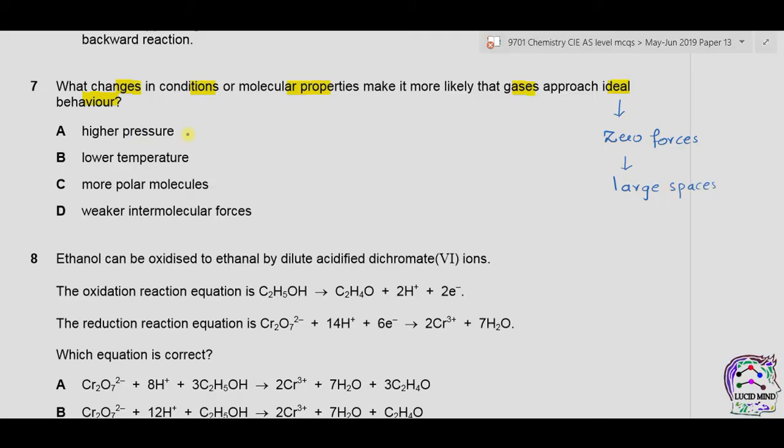In A, we have higher pressure, so at higher pressure the spaces will become smaller. So it is incorrect. B, at lower temperature the intermolecular forces will develop, so it is also incorrect. C, more polar molecules means more intermolecular forces of attraction, so it is also incorrect. D is weaker intermolecular forces. So as we are approaching zero forces for ideal behavior, there must be weaker intermolecular forces present. The correct answer is therefore D.